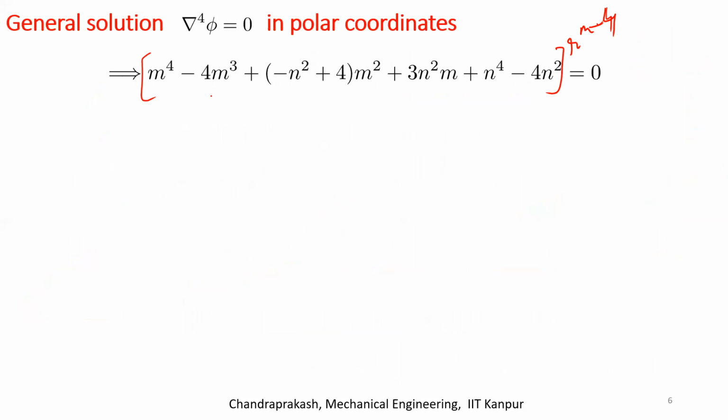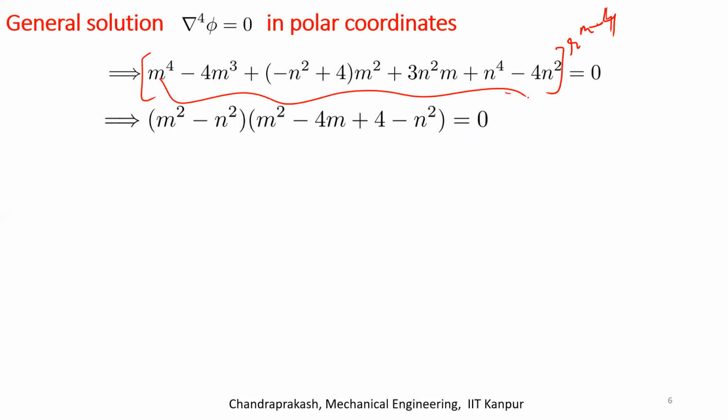So this is the expression which is equal to 0. I'm going to factorize it, and doing that will give me either m is plus or minus n, or it is 2 plus or minus n. Let us not lose sight of things. What is n? Where did n come from?